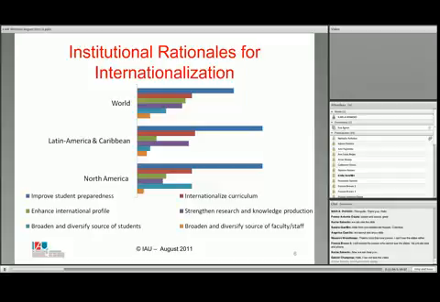At the global level, at the world level, the second most important rationale is to internationalize curriculum, followed by enhancing international profile, and then by the need to strengthen research and knowledge production. If you look at Latin America and the Caribbean, you can see that the second priority is the same, but the notion of enhancing international profile is relatively modest, while the focus on strengthening research and knowledge production is much, much higher. So you can see in this chart how, at the global level, the rationales are lined up, and how Latin America and the Caribbean, on the one hand, and North America deviates from those aggregates.